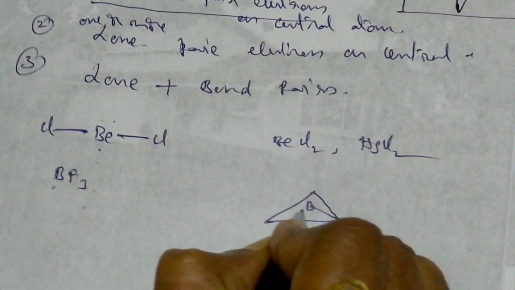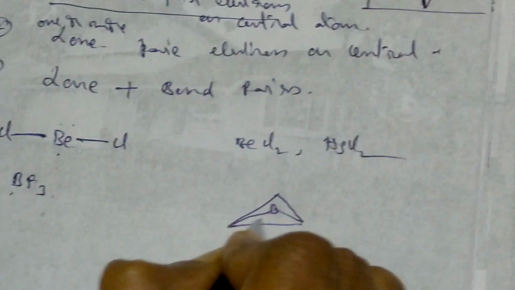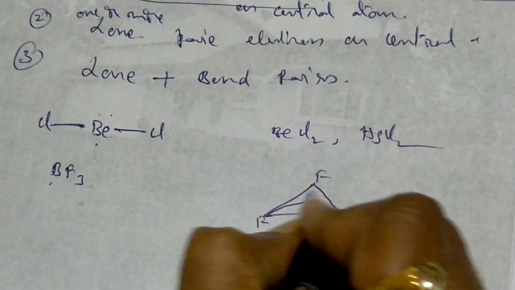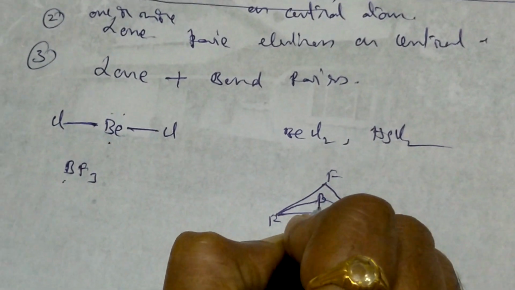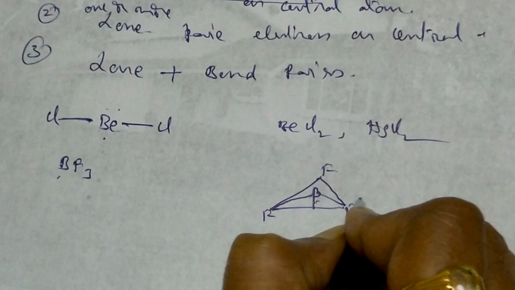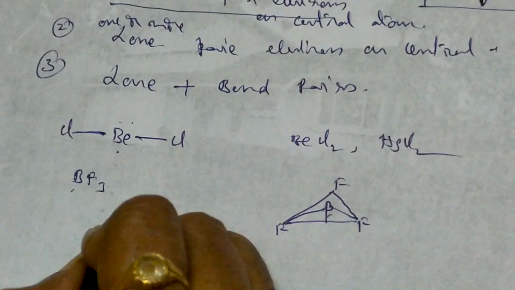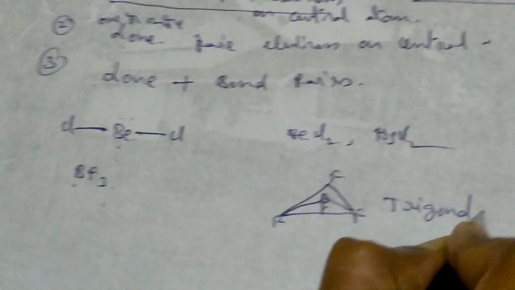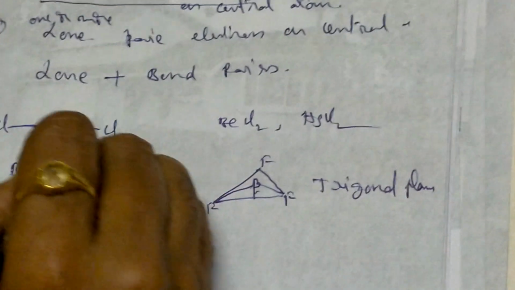Here is the boron, and the fluorines. Fluorine has an octet, and here boron does not have an octet. So it is trigonal, there is no deviation. BF3 is called trigonal planar. Here it is linear.